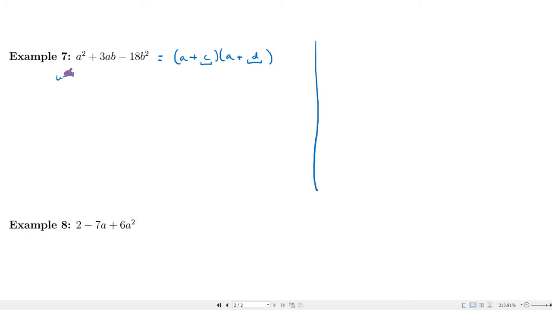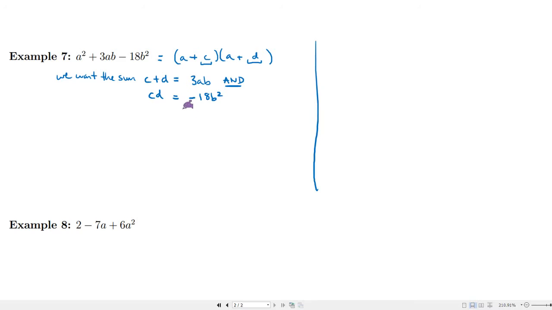And we want the sum c plus d to be equal to that middle term, the 3ab, and their product, c times d, is equal to this last thing, negative 18b squared. The reason I have to use c and d is because I was used to using a and b, but both of those are taken right now. So I had to assign some new letters. So how do we get c times d equal to negative 18b squared?